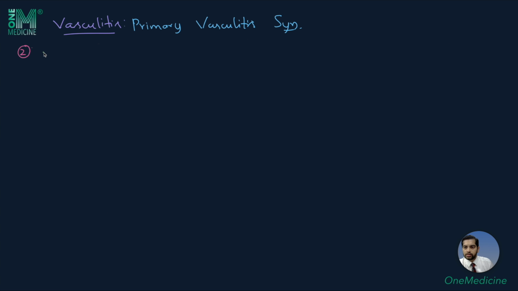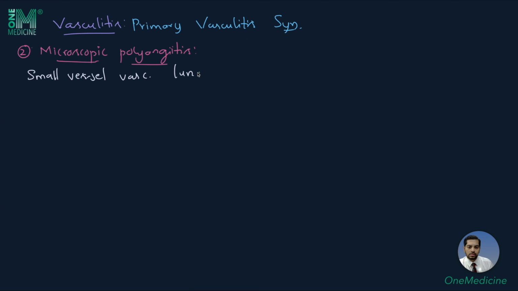A second disease among the primary vasculitis is microscopic polyangiitis. This is a small vessel vasculitis that affects the lungs and kidneys again. Here, even the medium-sized vessels can also be affected.